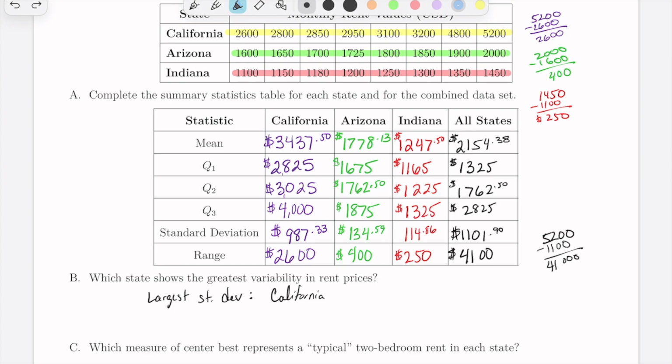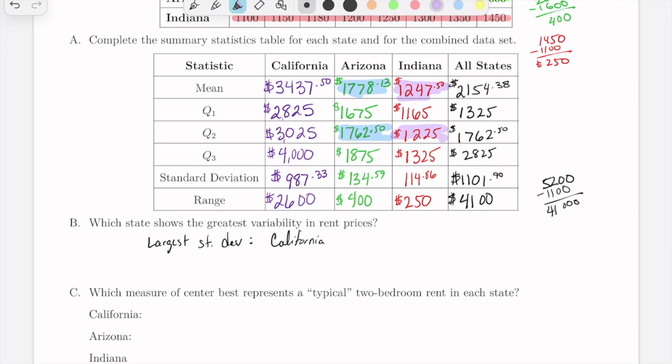You'll also notice that in the other two states, the mean and the median are pretty close together. In Indiana, it's 1,247 and 1,225. Those are both pretty close together. I think median in general works fairly well whenever you're talking about money. So which measure of center represents best for all of them? I don't know. Probably I'd just pick the median.